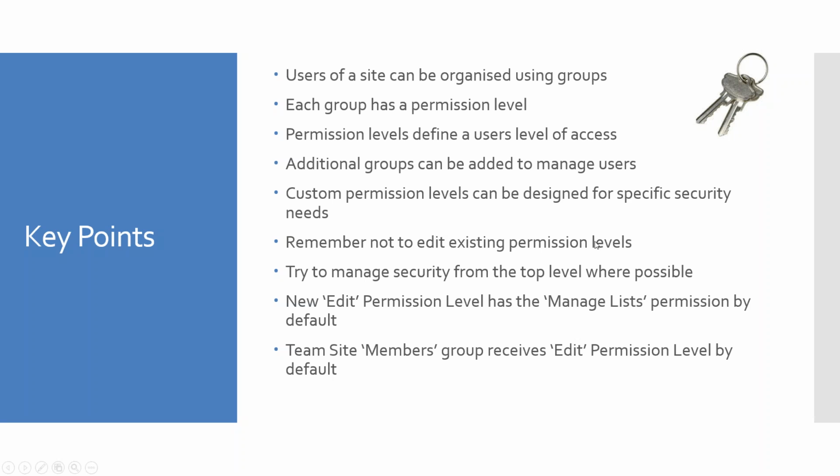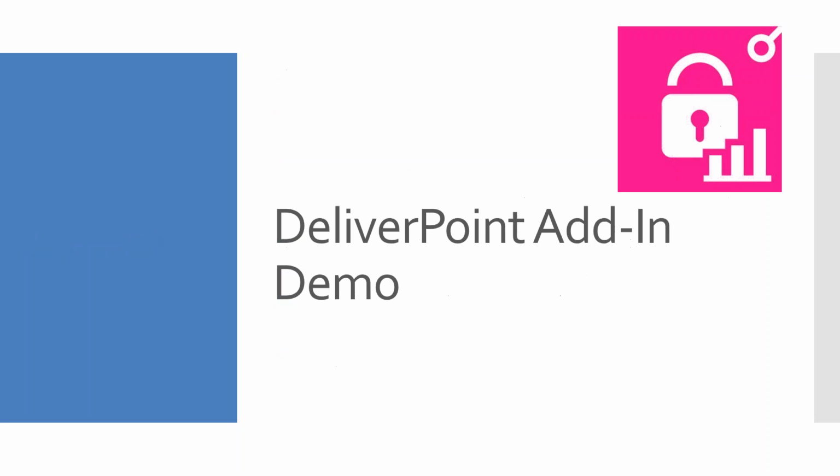If you are creating custom permission levels, don't edit the existing ones. After what I've told you, it might be tempting to go into the edit permission level and remove the manage lists permission. But doing that will just cause big confusion between site collections, because these are at site collection level. It's much better to copy something like the edit permission level, remove the manage lists, and therefore you've got your own custom permission level at that choice.